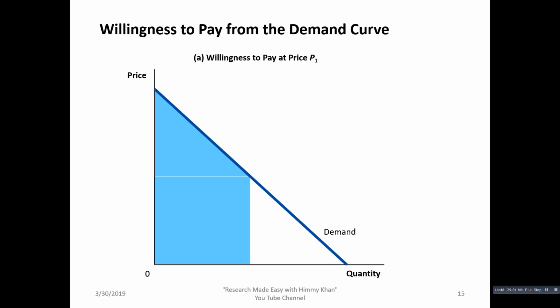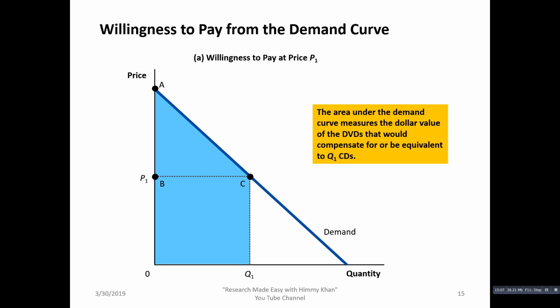So when the price of the CD is P1, then Q1 units of CDs are consumed by the consumer, and we have this situation. We can differentiate between three different things. The area under the demand curve measures the dollar value of the DVDs that would compensate for or be equivalent to Q1 CDs.